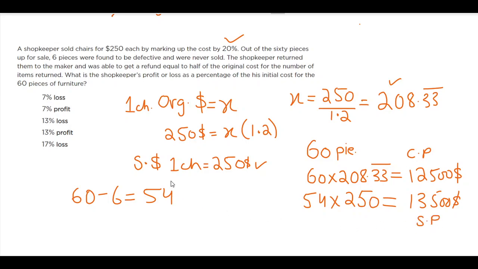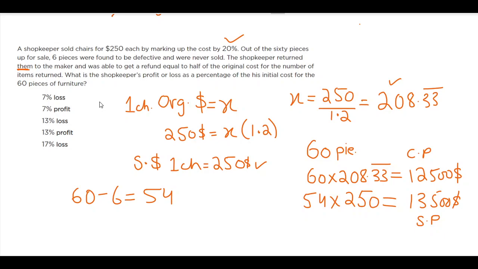Then it says the shopkeeper returned them. 6 pieces were found to be defective and were never sold. The shopkeeper returned them. By them, the author means the defective ones. So the shopkeeper returned the defective ones to the maker and was able to get a refund equal to half of the original cost of the number of items returned.